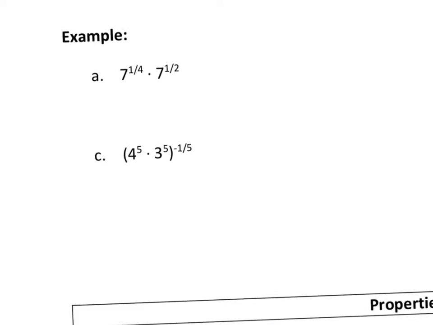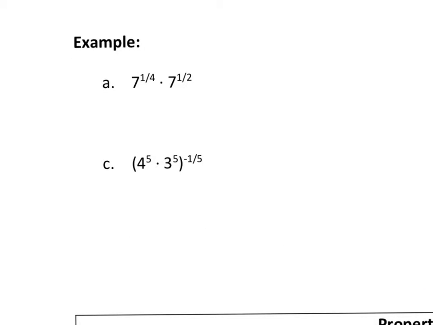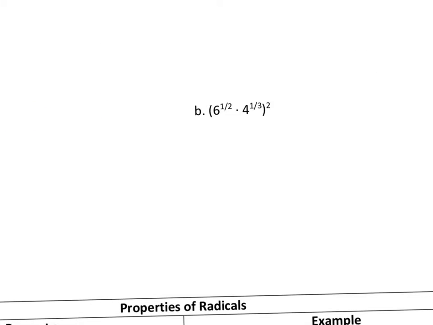If you take a look at example A, it has two things that you're multiplying together with the same base. When we're multiplying things with the same base, we add our powers. So 1/4 plus 1/2 is 3/4. Now, when you add these, you have to have common denominators. So it's like 1/4 plus 2/4. You can also use your calculator if you need help with those fractions.